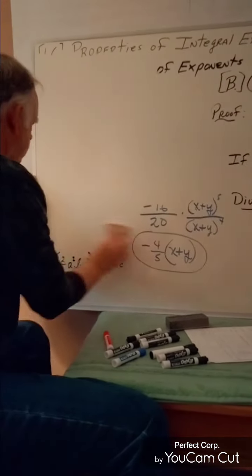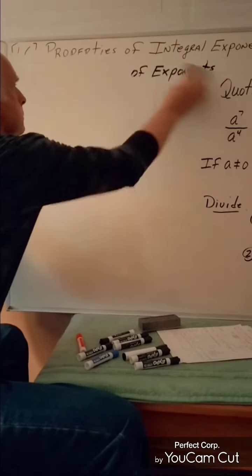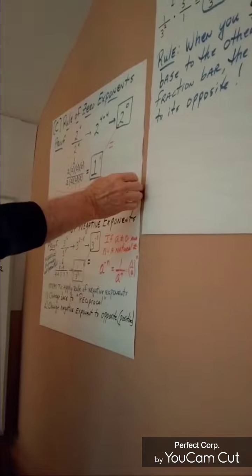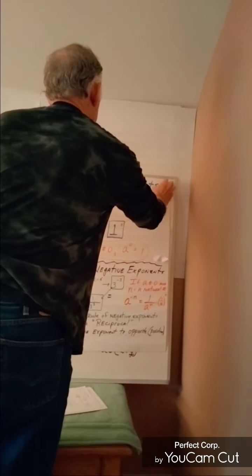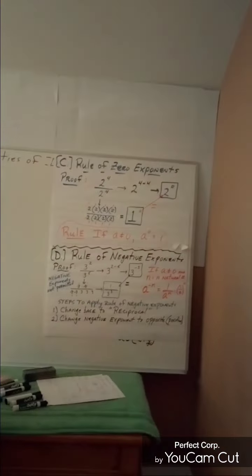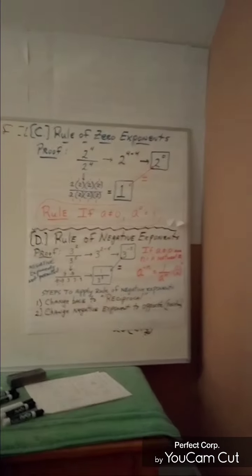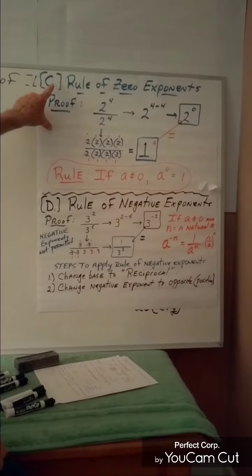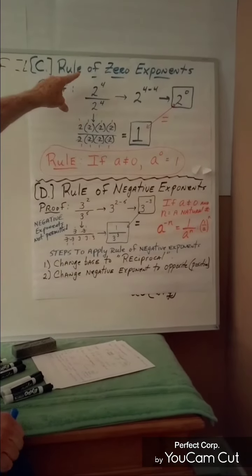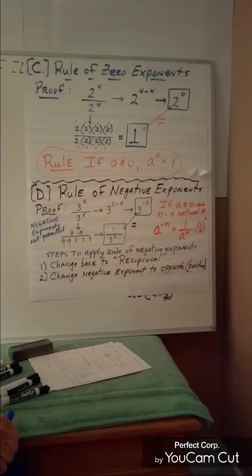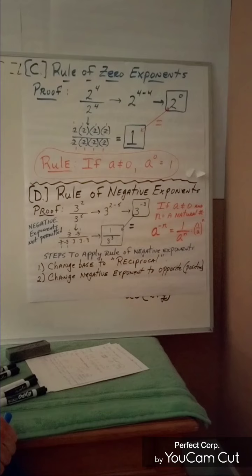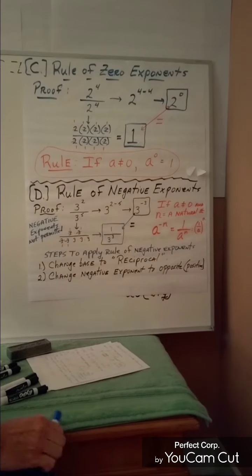And now we're going to go to letter C. Let's go to C. Rule of 0 exponents. What happens when the exponent is 0? That's what we're going to be talking about.